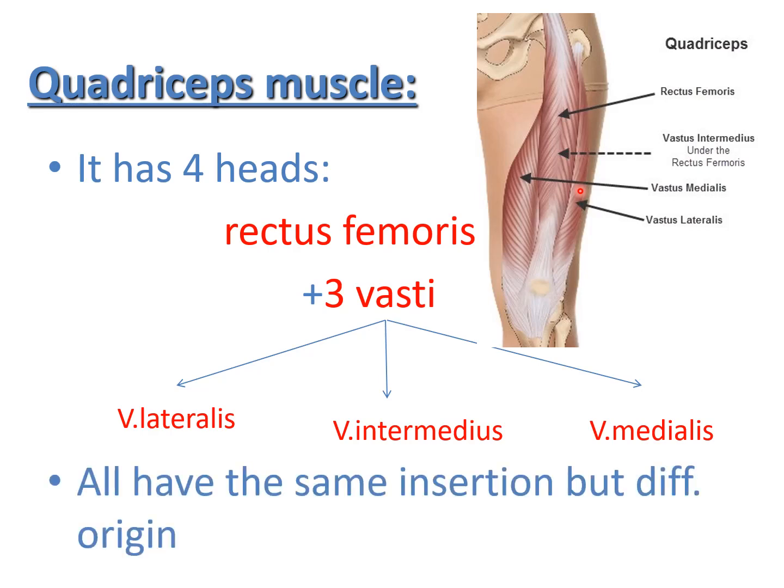The 3 vasti arise from the femur. So the only part of the muscle which arises from the hip is the rectus femoris, by 2 heads, straight head and reflected head. All unite together, forming this tendon, which is called the quadriceps tendon, inserted in the base of the patella and continued downward as the ligamentum patellae, which is attached to the tibial tuberosity.